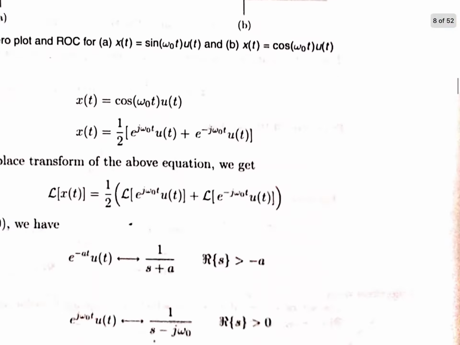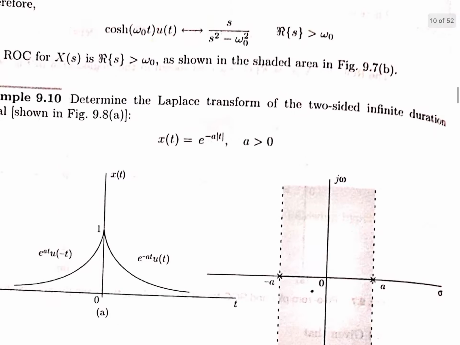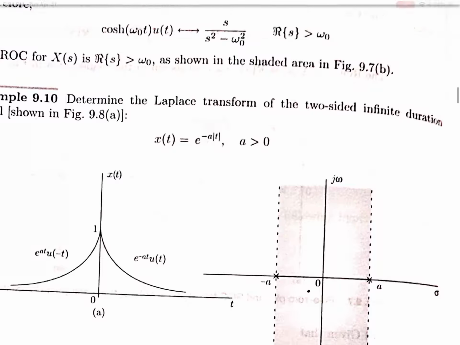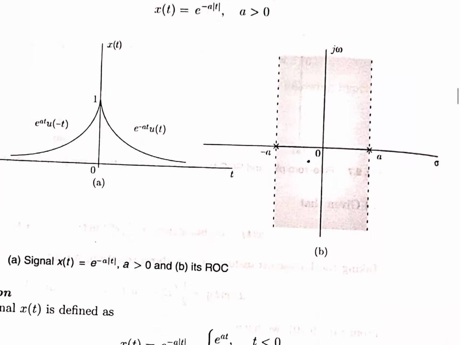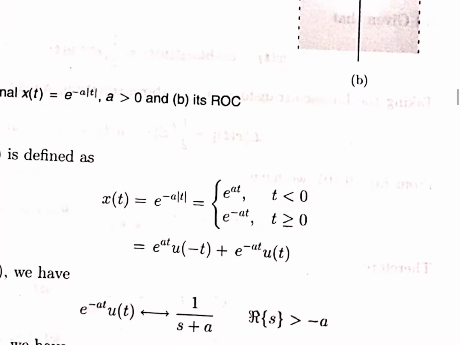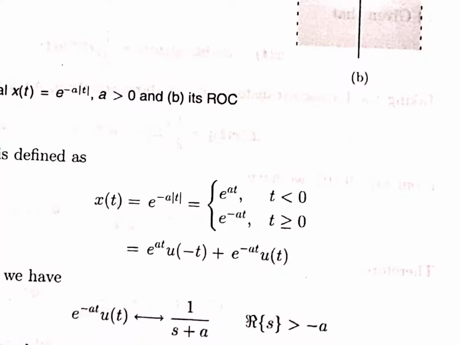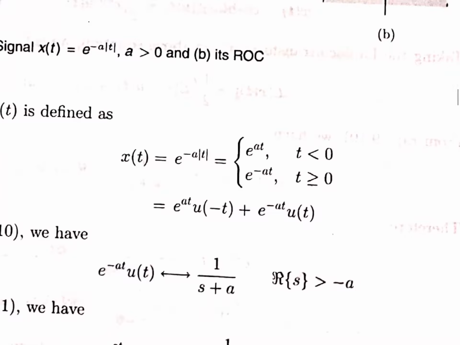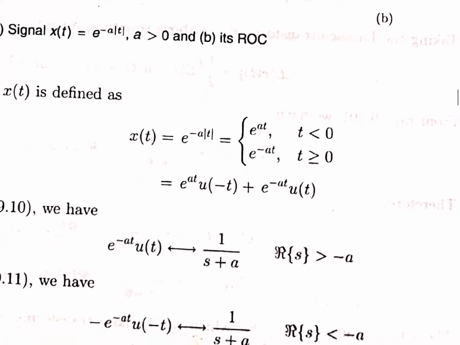Now come to the next example. In this example, you have to find the Laplace transform of x(t) equal to e to the power minus a mod of t. It can be written in two parts, because mod of t can be broken into two limits. When t is less than 0, it will be e to the power at. When t is greater than 0, it will be e to the power minus at. So you can find the Laplace transform for this function also.